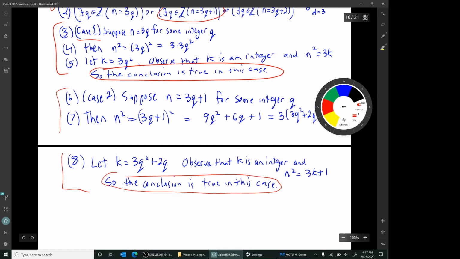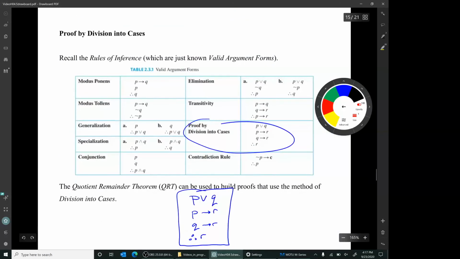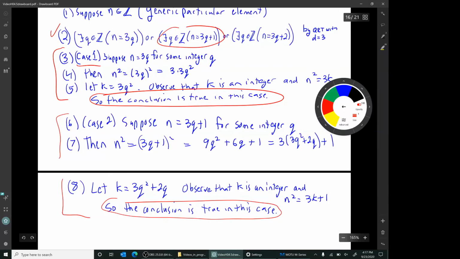So steps 6, 7, 8 amount to another one of those conditional statements. They amount to that. If Q is true, then R is true. In other words, if you're in the second case, then the conclusion is also true. Now we need to consider the third possibility. It might be that this is the thing that's true. That'll be our third case.